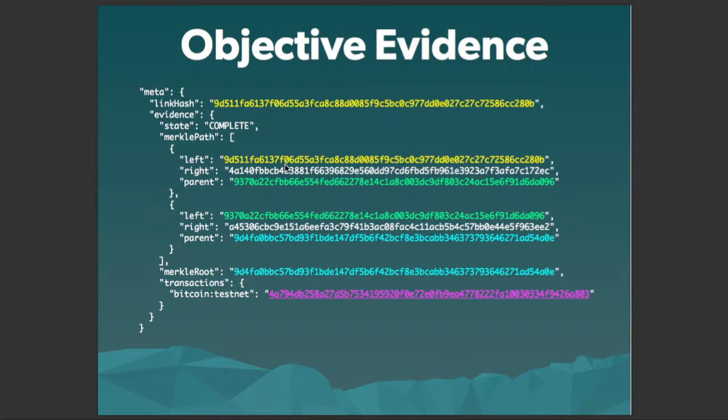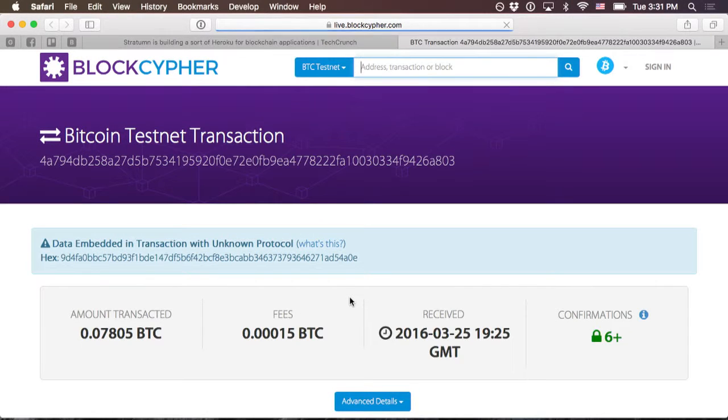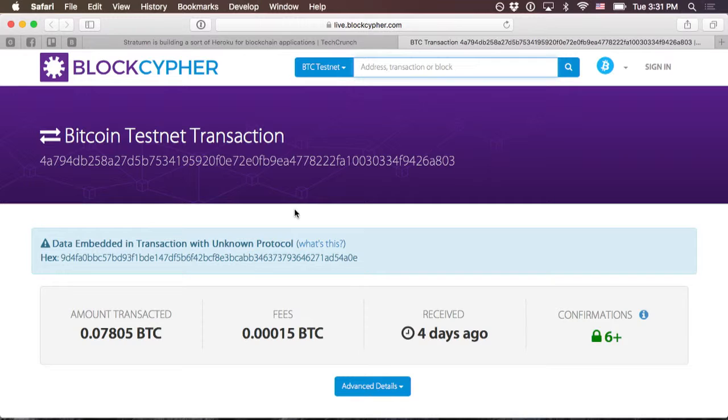So on the bottom, we have a transaction. In this case, it's a Bitcoin testnet, but it could be Ethereum, or it could be the public chain, or it could be some permissioned blockchain. And in this case, we have a transaction ID. If we were to search for this transaction on a block explorer, just to note, our Merkle root is 9D4F. So if I pull this up, I should be able to see. So this is BlockCypher. They're just a blockchain explorer, and there are many of them. In this case, we have a Bitcoin testnet transaction, which is 4A7. And then down here, we have some data that was embedded. And this is the hash that was embedded.